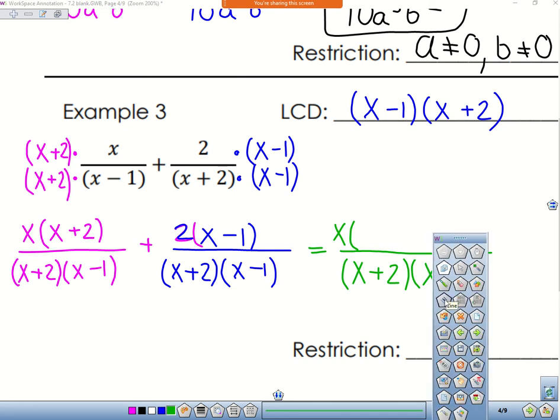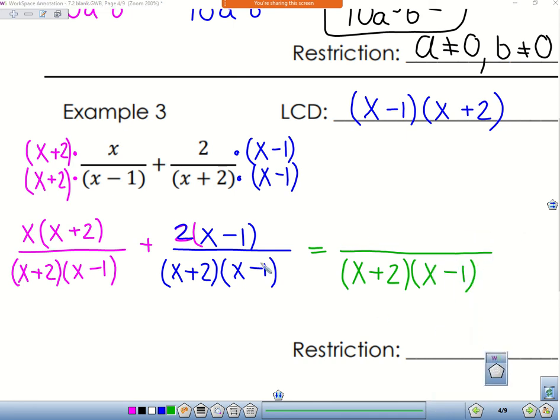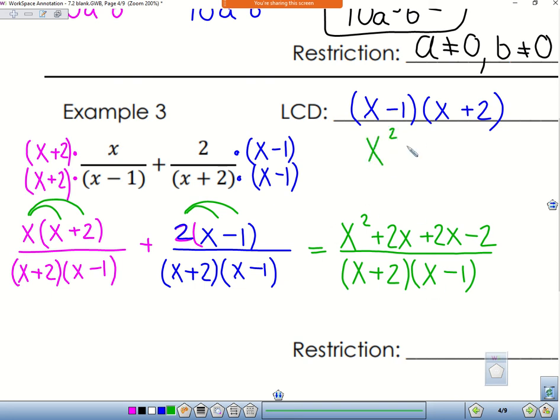Now, in this case, we're actually going to factor or distribute this back out, okay? So I'm going to do that in all one step here. So I'm going to distribute this and rewrite it that way. So that's going to be x squared plus 2x, and this one's going to be plus 2x minus 2. Everybody see how I got that? I just distributed both of these. And then what do you notice about the numerator? I can combine like terms. So that's going to become x squared plus 4x minus 2 all over x plus 2 times x minus 1.